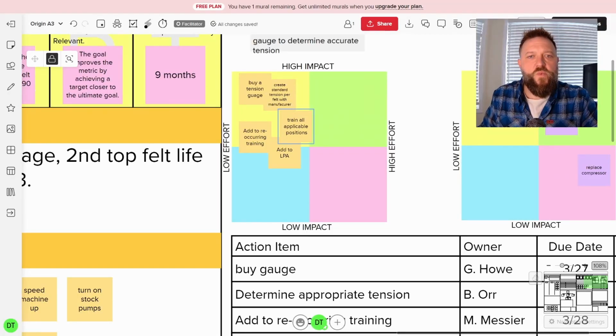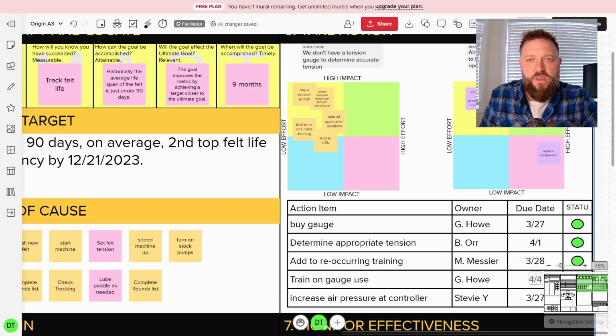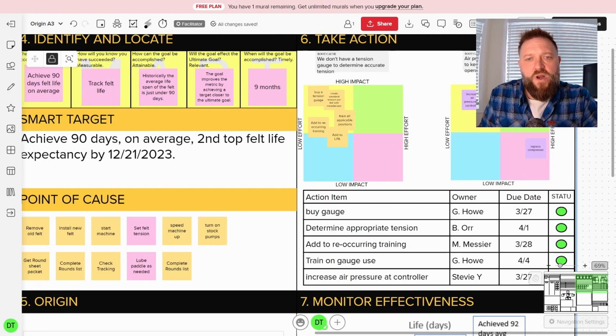So in this first one, we did label several ideas, all of them in the lower effort, higher impact location. There were things such as buy a tension gauge, create a standard of what tension for each felt, train all applicable positions on that tension gauge, add to reoccurring training, add to layered process auditing. And in that case, we're going to probably do all of those.